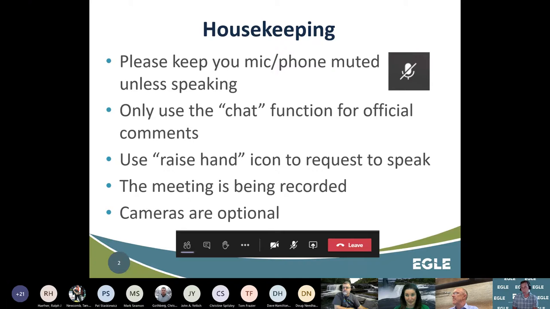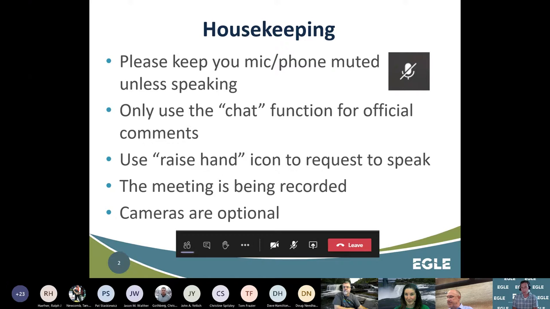Only use the chat function in Teams for official comments. So please try to avoid back and forth discussion on the chat. Use the raise hand icon to ask to be recognized by the chair or to make a comment.